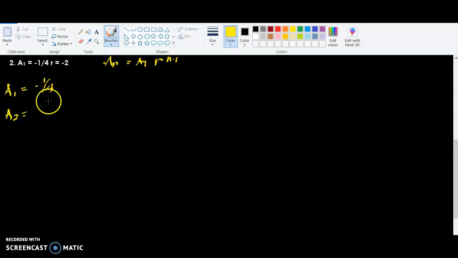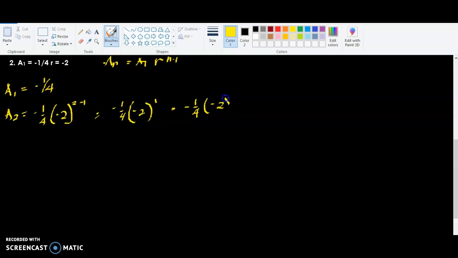Okay? So, let's calculate for the second term. For the second term, we have negative 1/4, that is our first term, times the common ratio, which is negative 2, raised to 2 minus 1. So we have negative 1/4 times negative 2 raised to 1. And we know that it's still negative 2 because we're just raising it to itself. Again, pasok tayo. Always remember the rule of sign. We are multiplying two negative numbers over here. Therefore, it should be positive.